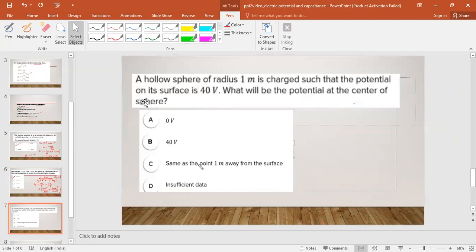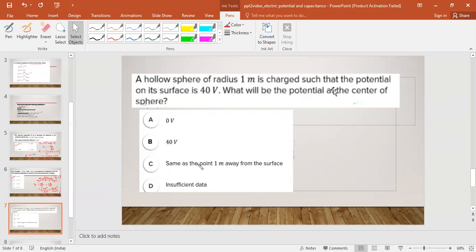So next question. A hollow sphere of radius 1 meter is charged such that the potential on its surface is 40 volt. What will be the potential at the center of the sphere? Okay. It is given that because of some charges, a potential is existing on its surface, that is 40 volt. What will be the potential at the center of the sphere?